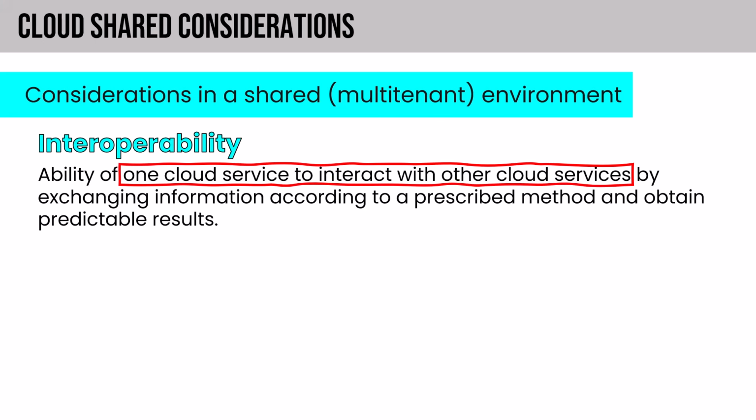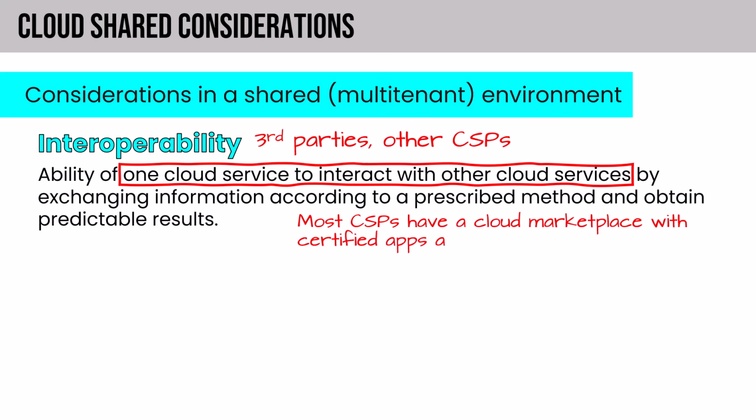So the ability of one cloud service to interact with other cloud services. That could be within a single CSP, it could be between CSPs, it could be another third party. Most of your CSPs also have a cloud marketplace with certified apps and services that provide paths for interoperability across platforms as well. Another consideration, reversibility.